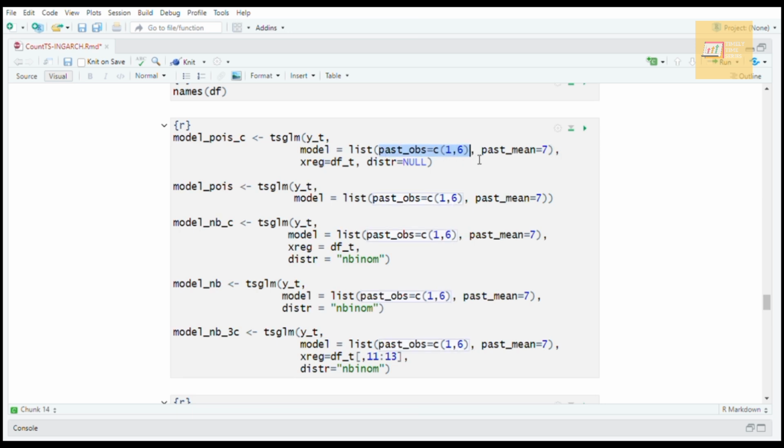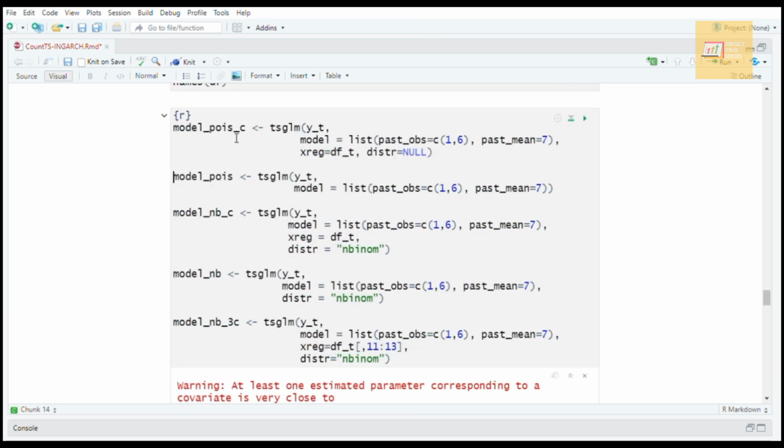So here we are using p equals 2. Well, not equals 2 in the sense like it's an AR of p, but we are using lag 1 and lag 6. And then we have 1 q, so making the total of 3. And then plus 1 intercept, and then plus 17 covariates. So we have 21 variables.